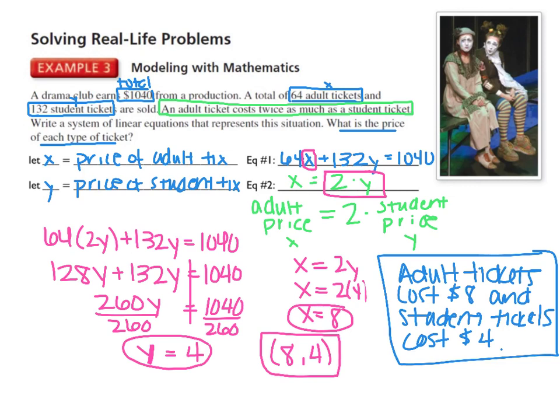Seems right, right? I can always check by graphing using Desmos, right? Or I could check, I checked already that an adult ticket was twice as much as a student ticket. I could check that 64 times 8 plus 132 times 4 actually equals a total of 1,040 for my other check as well.